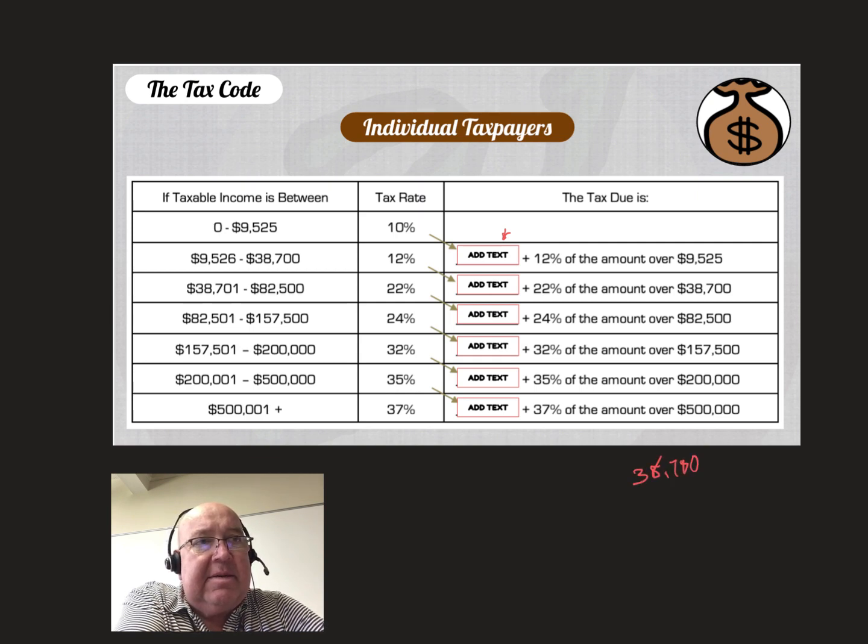Then we're going to take 38,700 and subtract the 9,525 and get what that is going to be and multiply it by 0.22, and again we'll put that answer down below, and we'll continue to do that as we go. Remember to subtract that lower amount from the larger amount and then multiply.